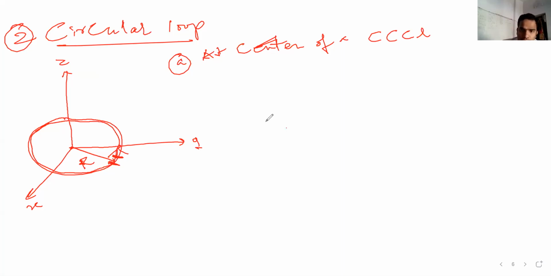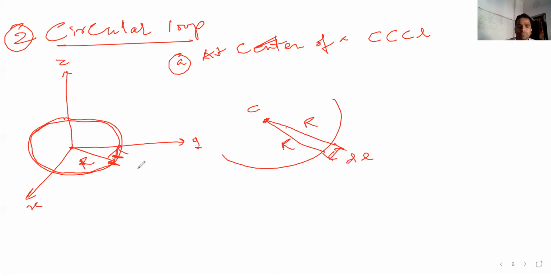Now if I zoom it, suppose this is the center C and this is the current element we are talking of. So this becomes like this. This is also a radius, this is also a radius, and this is my current element. This is our center C. Now what I am interested in is I want to find H at C.